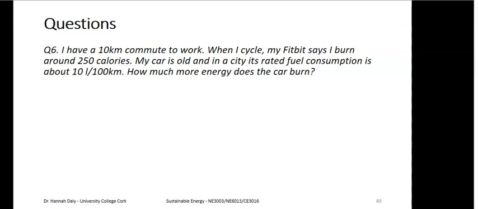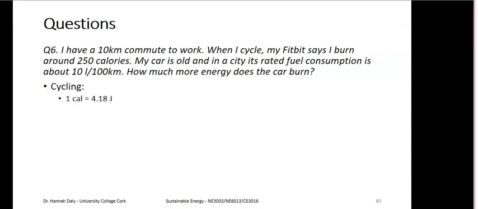Again, I encourage you to pause the video and try to think about how you'd do this yourself. So cycling, 1 calorie is 4.18 joules. So 250 kilocalories, because of course when we talk about calories in the normal sense, that is actually kilocalories, is 250 times 4.18 kilojoules. So that's about 1 megajoule I'm burning from cycling, 1 million joules of energy from my own chemical energy in my body.